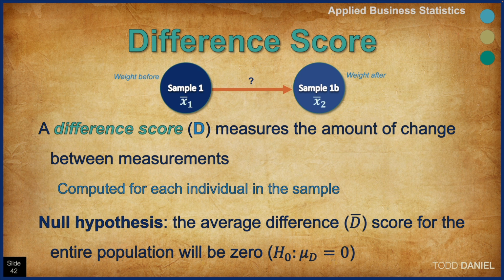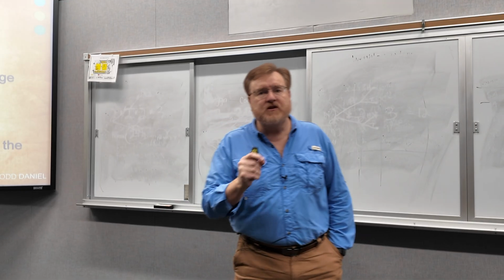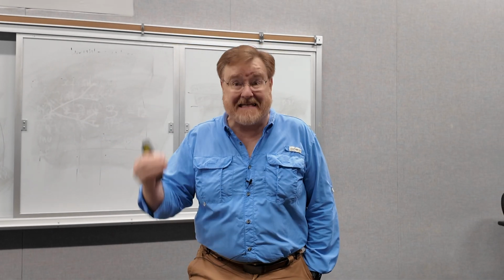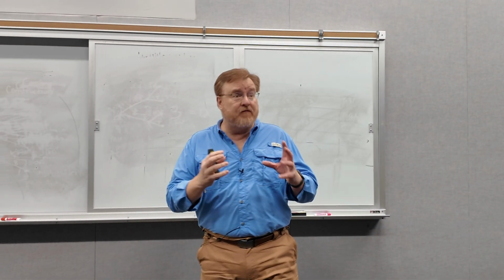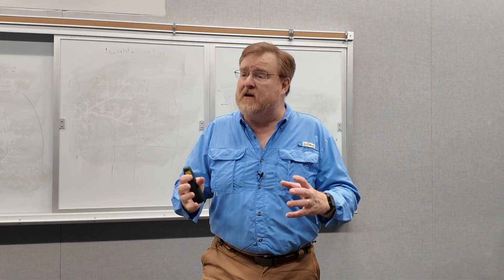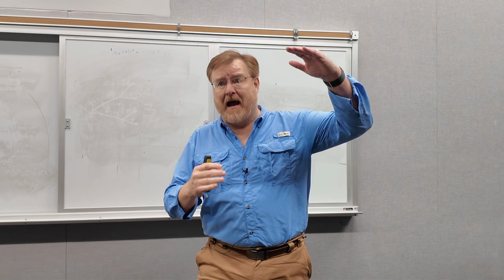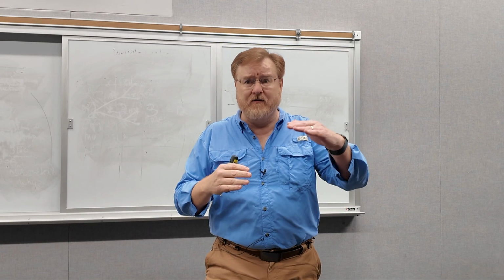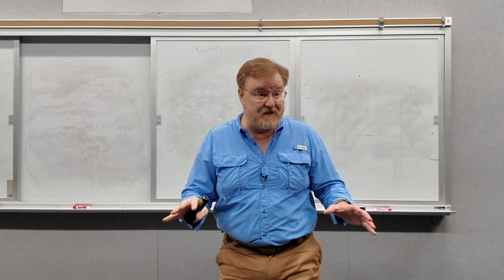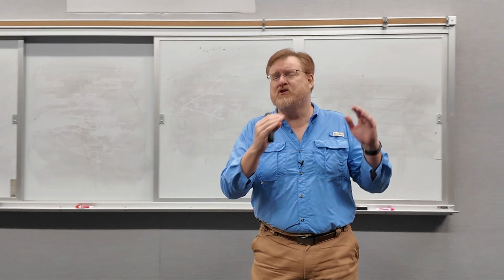So in our example with the weight, sample 1 is our before weight, and sample 1B is the after weight. The reason that we're doing that is that changes can mean something different depending upon your starting point. This is what makes this a dependent measure. If you go on this reality show and you lose 100 pounds, it makes a difference whether you started at 400 pounds and dropped, or you started at 200 pounds. Those are just big differences based upon where you started.